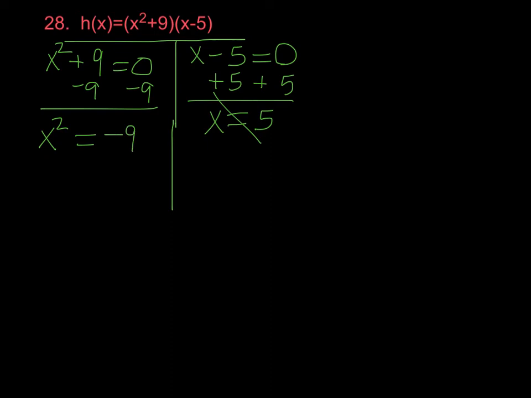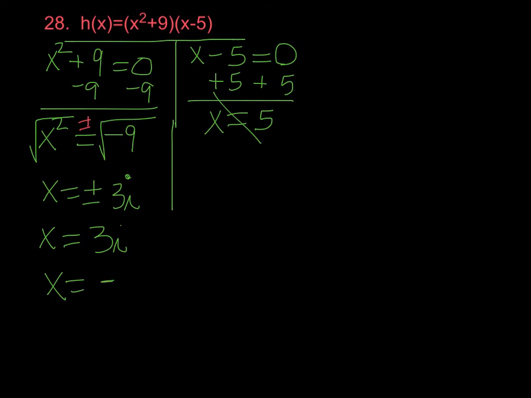Now if I want to get x by itself, I'm going to have to take the square root. But remember, when you take the square root, I'm going to have to kind of squeeze this in a little bit here. I'll put it in red for you. I need a plus or minus in front. Okay? So that's going to give me x equals plus or minus the square root of negative 9, which we know is 3i. So we have two imaginary roots, and those imaginary roots are x equals 3i and x equals negative 3i.